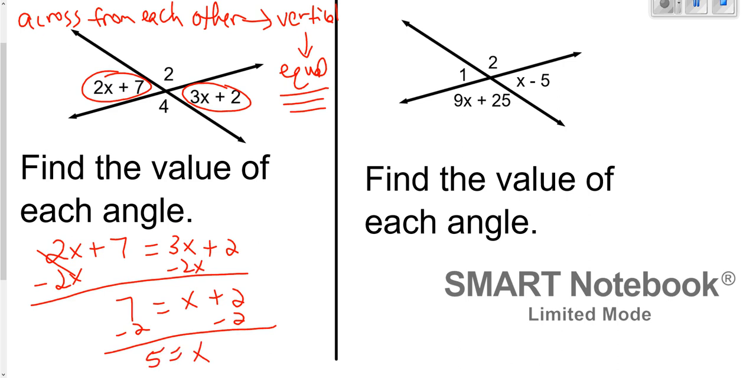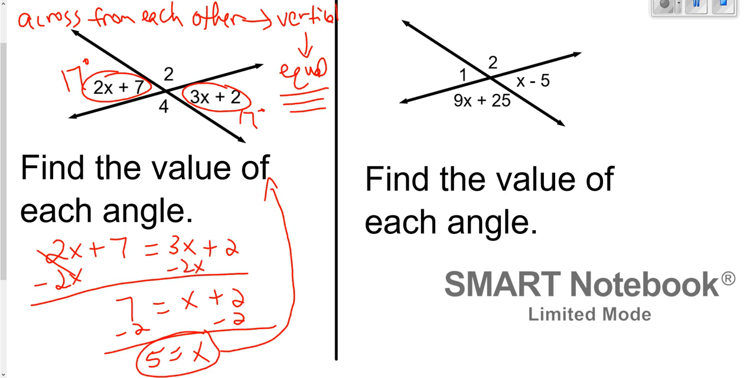Now a lot of you are going to stop here. That's not the final answer. They wanted the value of each angle. So I need to take this answer and plug it back into each angle. So first I'll look over here. 2 times 5 is 10. 10 plus 7 is 17 degrees. Now over here, 3 times 5 is 15. 15 plus 2 is also 17 degrees.